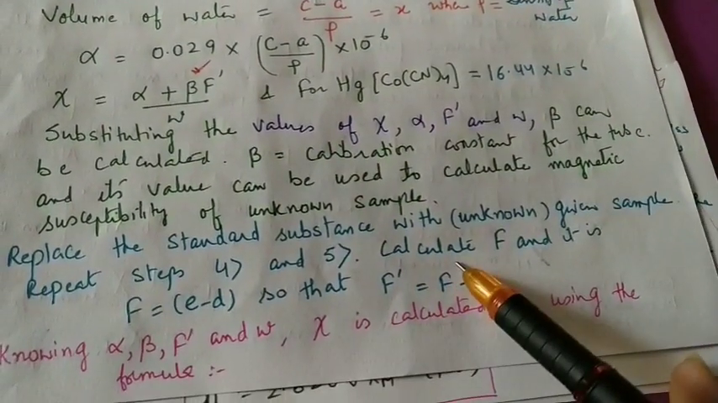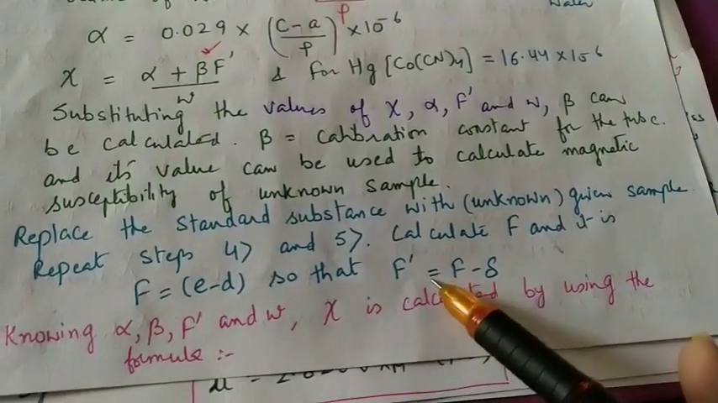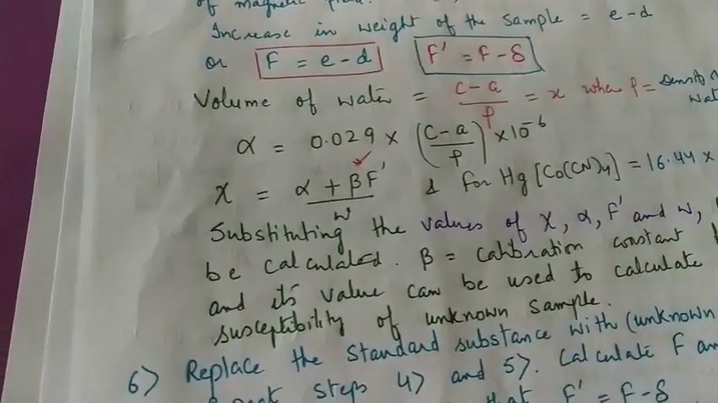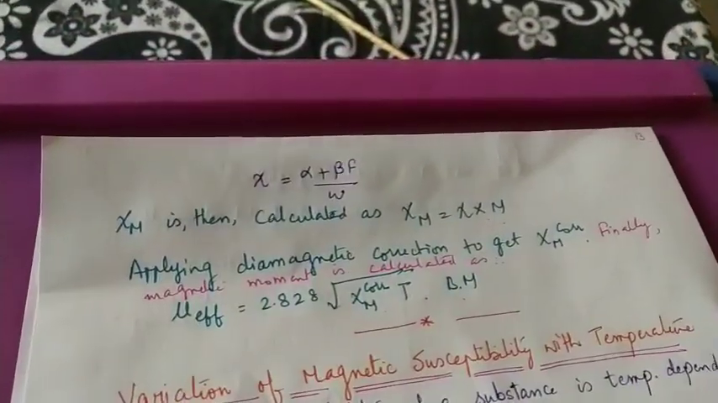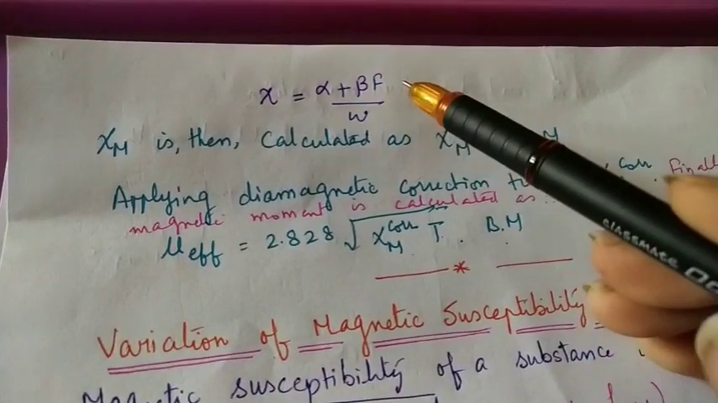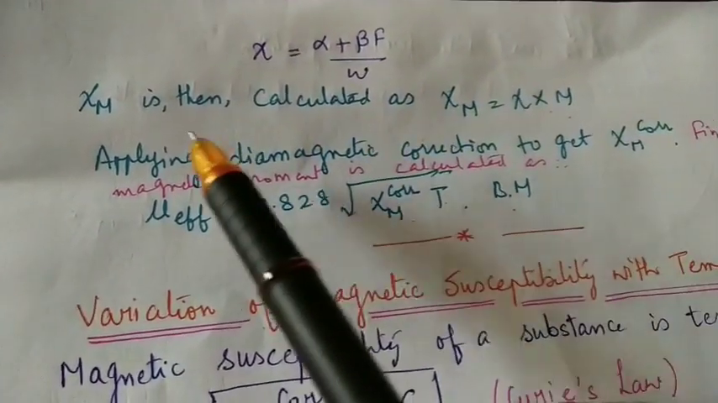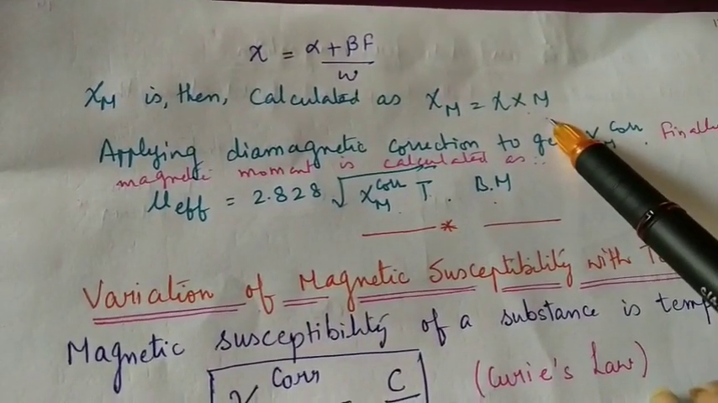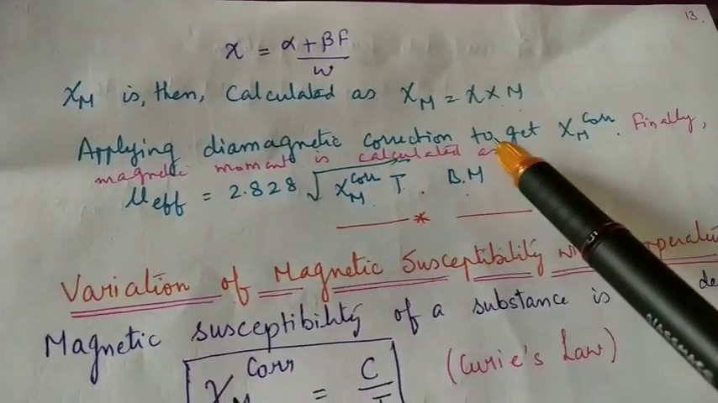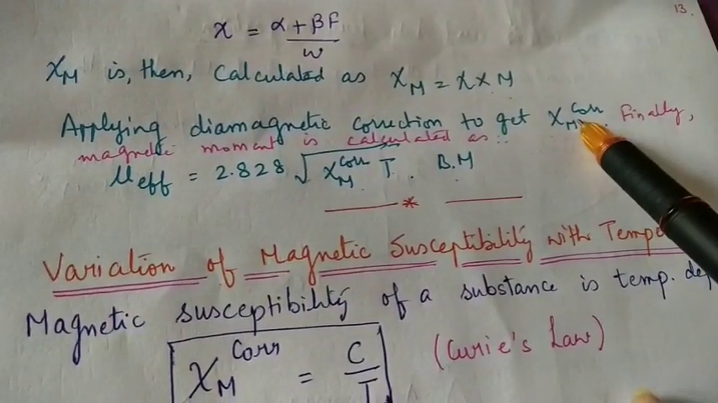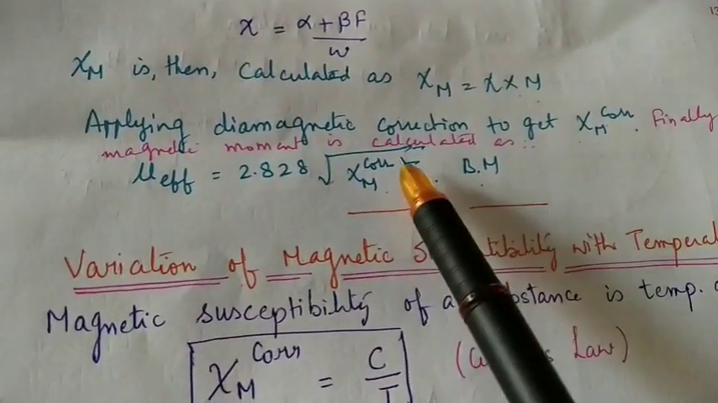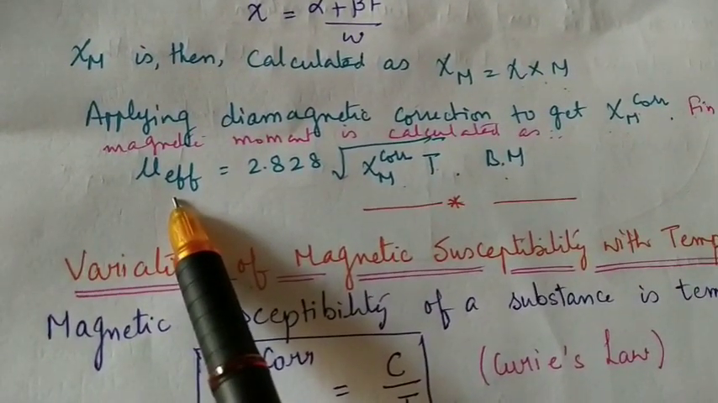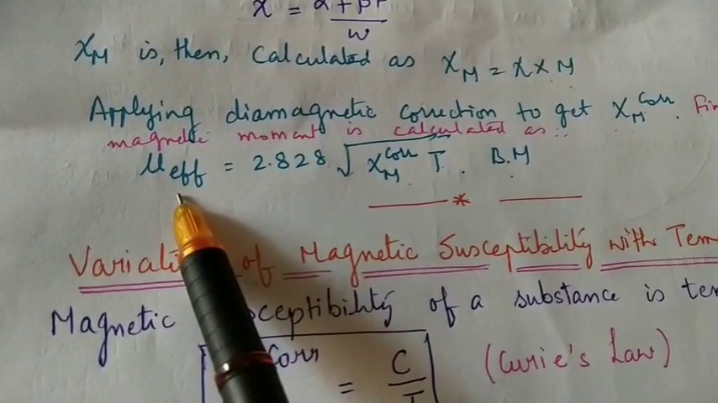In the absence and the presence of field, we will find out the way so that we can find out F dash. And from here, we can find out the magnetic susceptibility by using this formula: chi equals alpha plus beta F upon W. So magnetic susceptibility is then calculated as chi into M, where M is the molecular weight. Applying the diamagnetic correction so as to get chi M corrected, and finally, we will put the value of chi M corrected and we get the value of the magnetic moment. So this is how we can find out the magnetic moment.